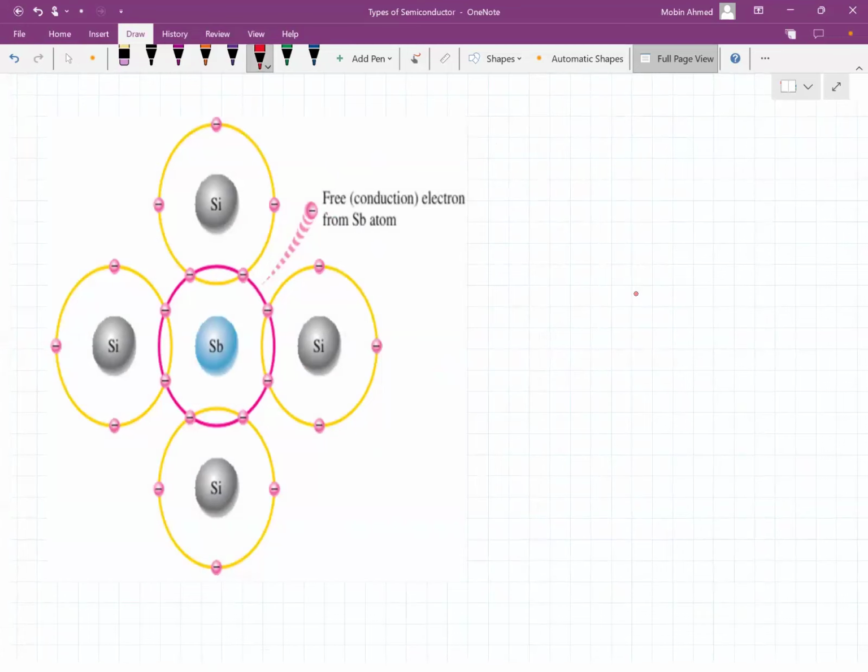So here, this is the antimony, Sb. One electron is free due to the doping process, and it is making covalent bonds with the neighboring silicon. So you can see it has a complete four pairs of covalent bonds. But one valence electron is going to be free. So this free electron is due to the doping process.